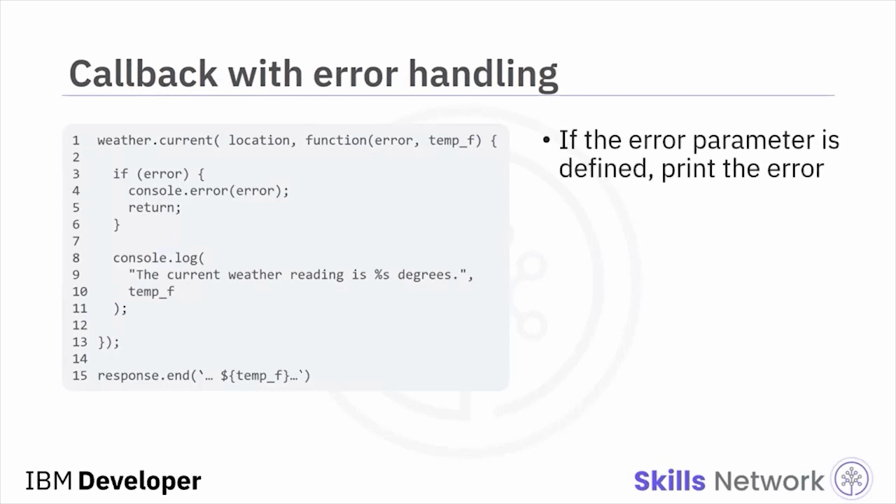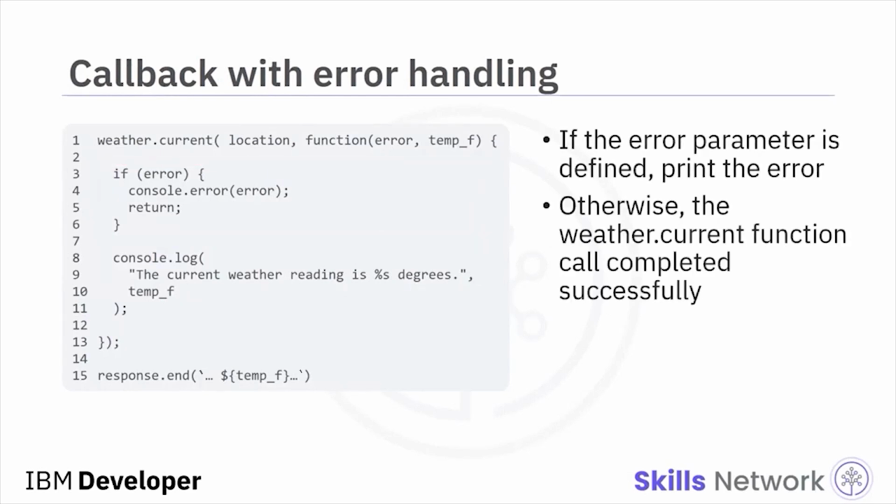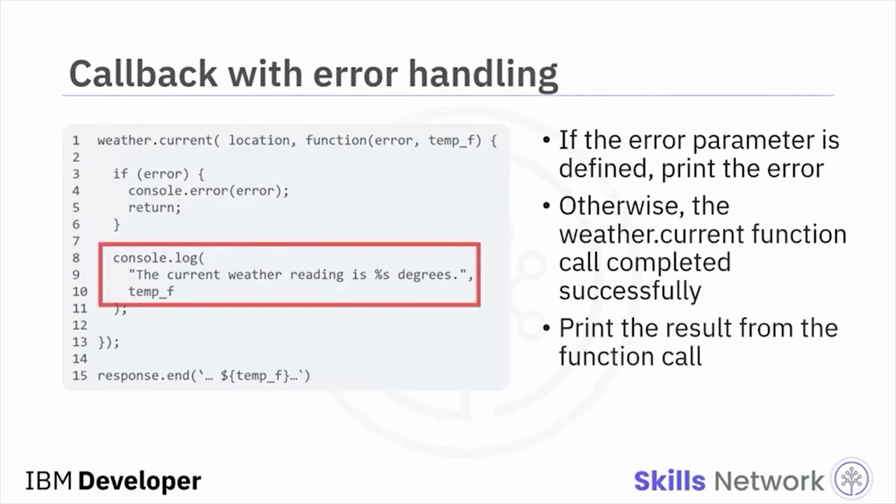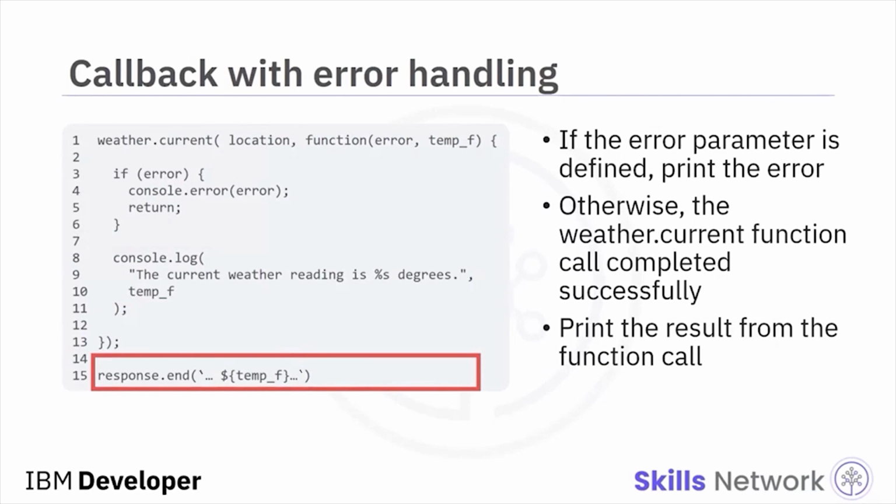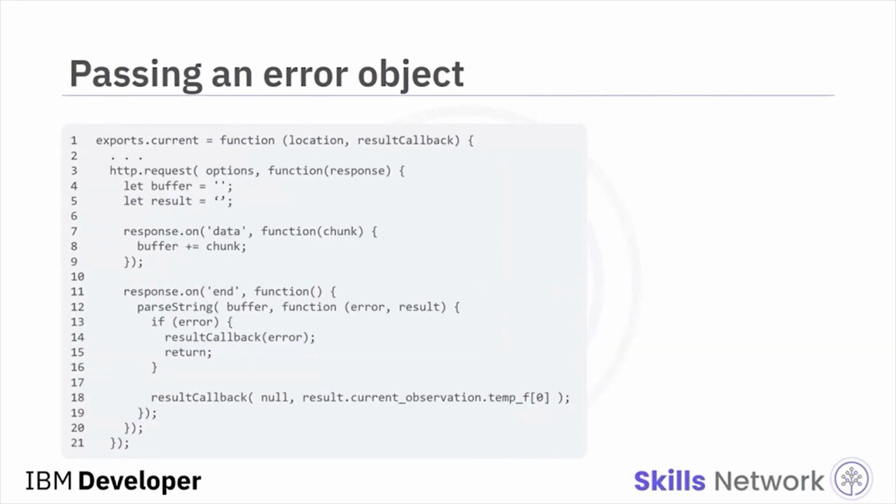If the error is defined, print the error message. Otherwise, the weather.current function call completed successfully. Print the result from the function call. The codes are in the main app, which has a weather object, the Node.js module, that calls the weather's current function. The location is an input parameter, in this example, an airport. To print temp_f in the browser, we can use response.end. The current weather reading is $temp_f degrees.